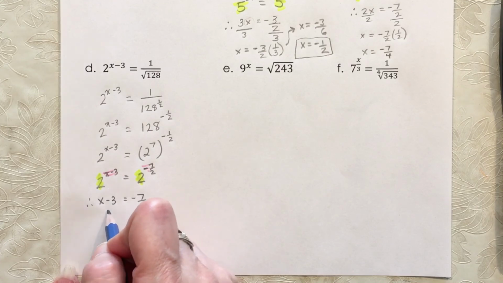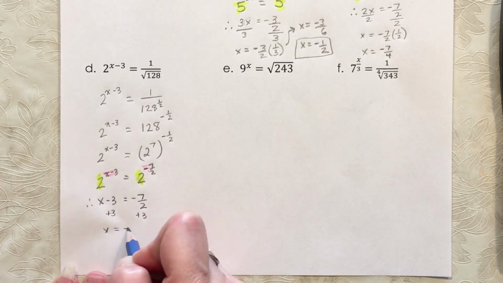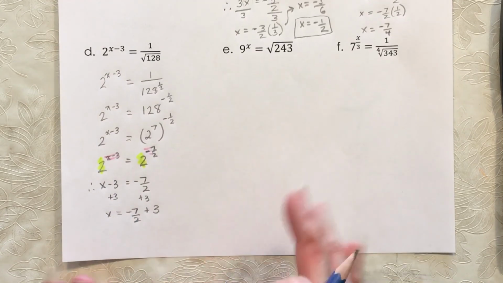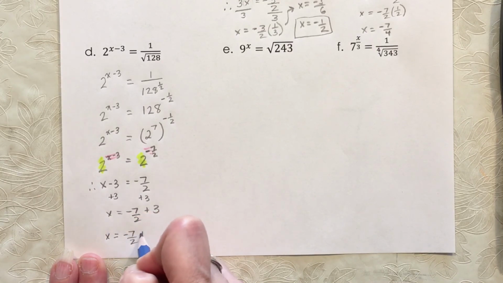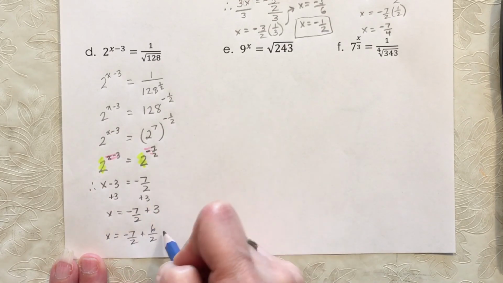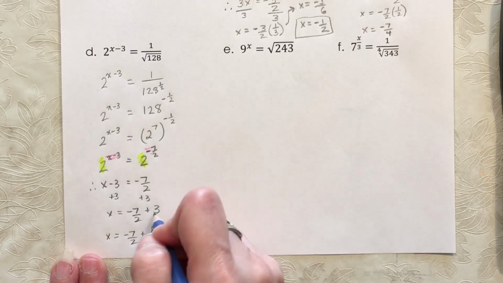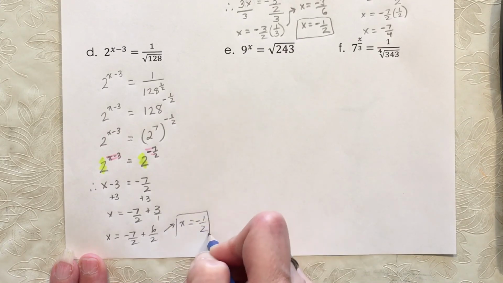I have to get x by itself, so add 3 to both sides to solve for x. How do I add a fraction and a whole number? I need a common denominator of 2. Negative 7 over 2 plus 6 over 2 is negative 1/2. So there's my final answer.